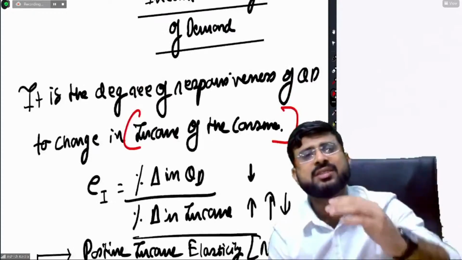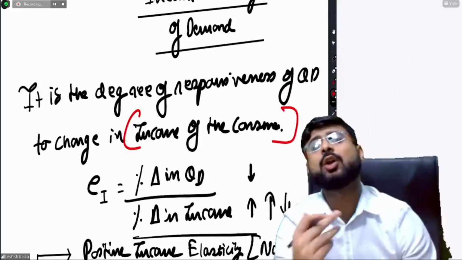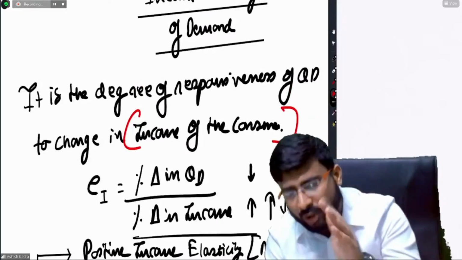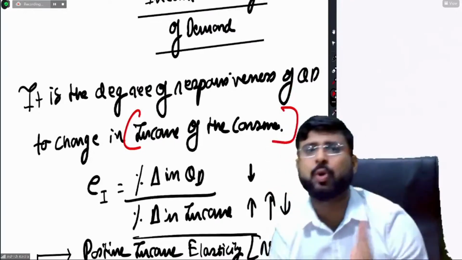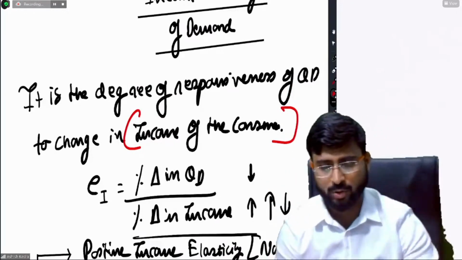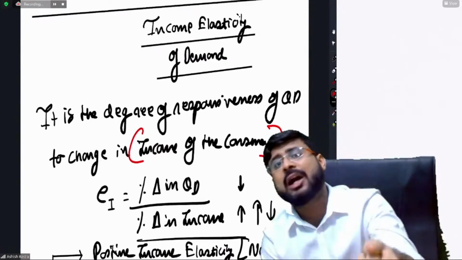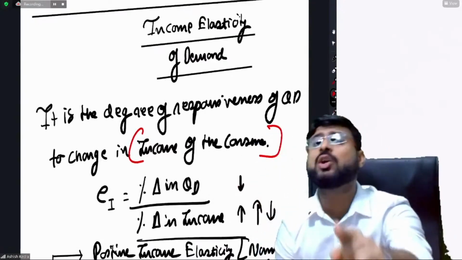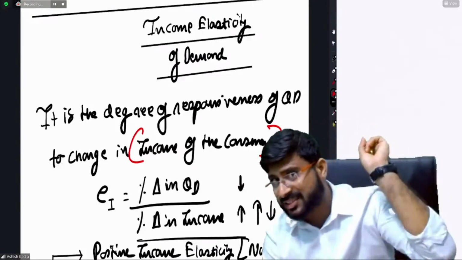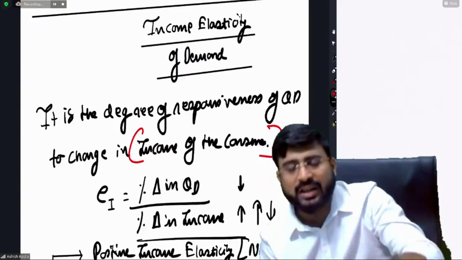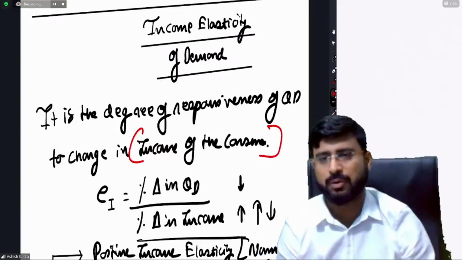Remember, elastic means demand can change by a lot. Inelastic means demand cannot change, or it will change by a very small quantity. Now, in income elasticity of demand, we talk about change in demand due to income. In price elasticity, it was due to own price. In income elasticity, it is due to the own income of the consumer.